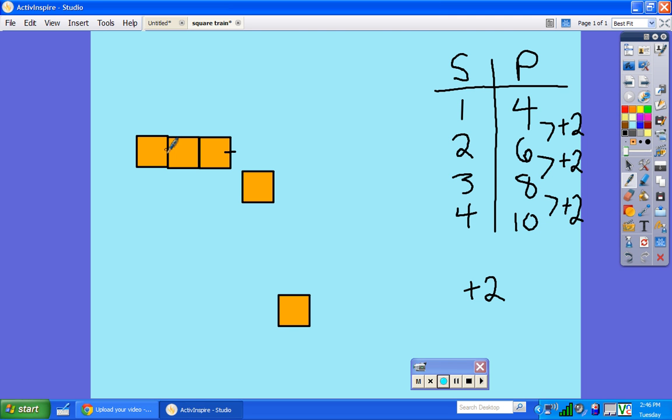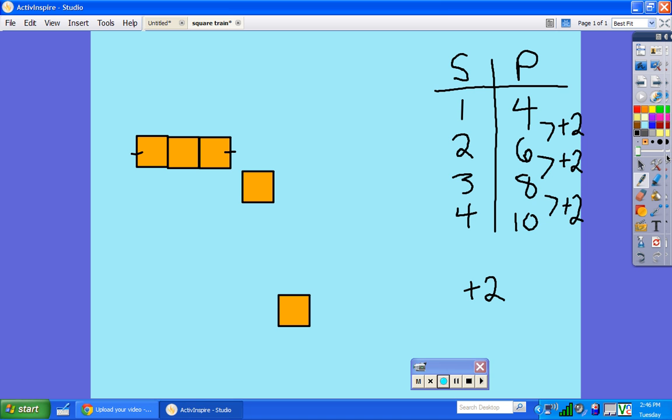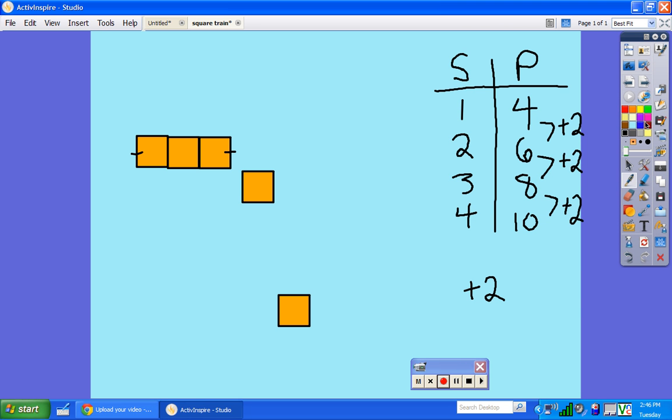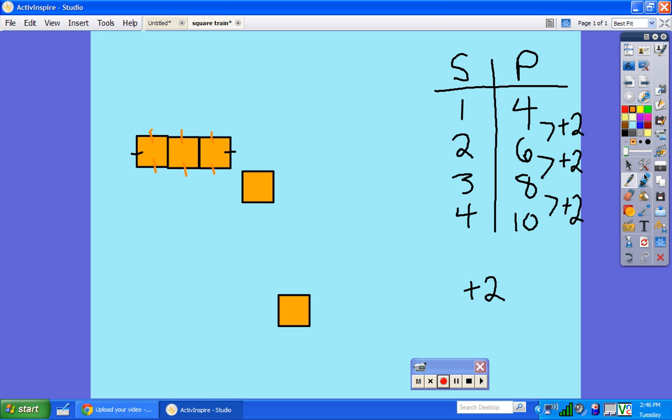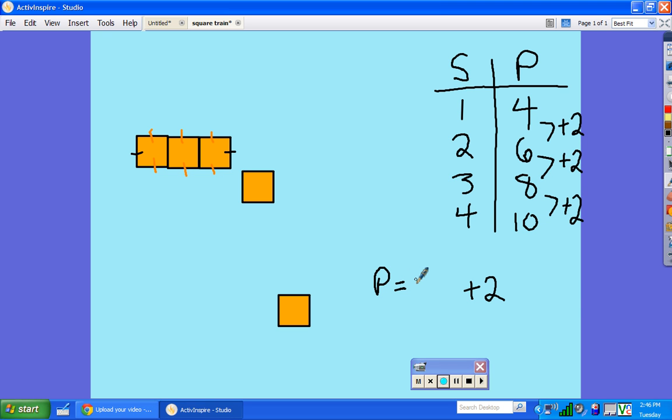Let's kind of mark those like that. Now you should also notice that for each square, there are going to be 2 sides that contribute to the perimeter. There they are in those 3 squares. So we can write the perimeter as the perimeter is equal to 2 times the square number. So 2 times for each square for the top and bottom, and then plus 2 for the 2 that we're always going to have on the sides.